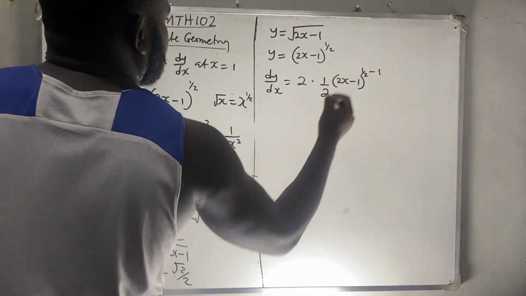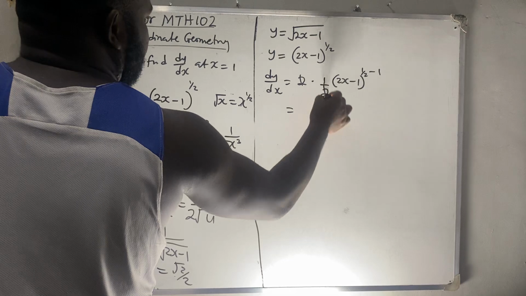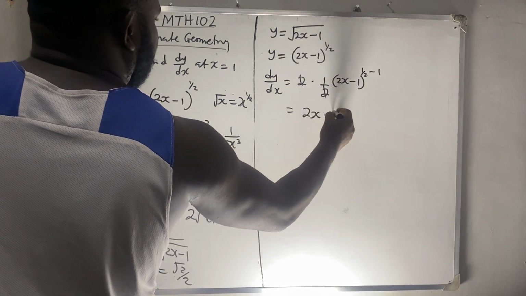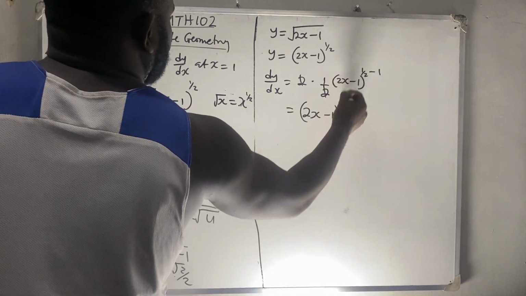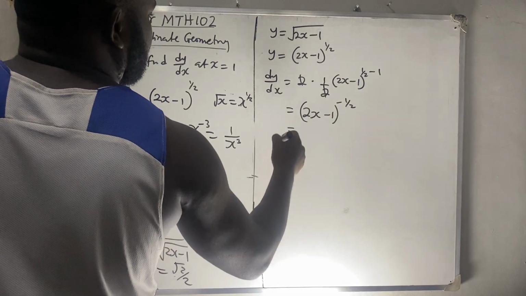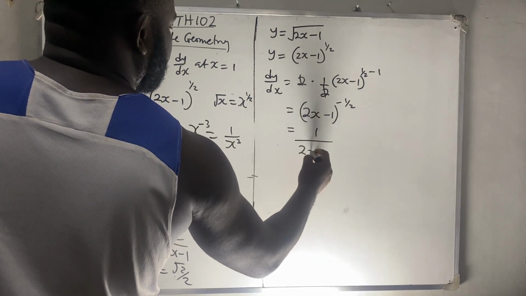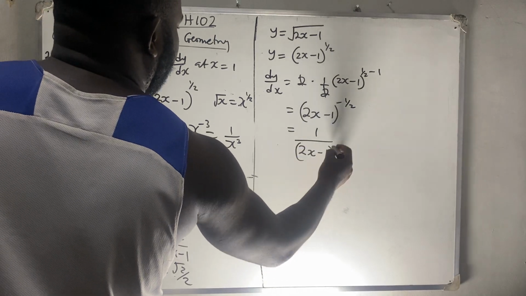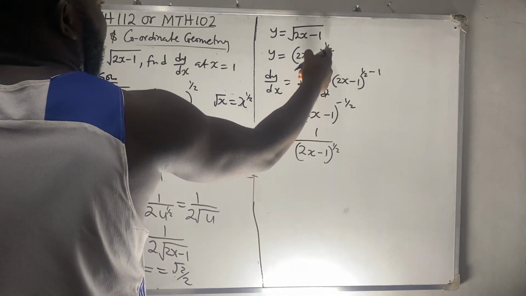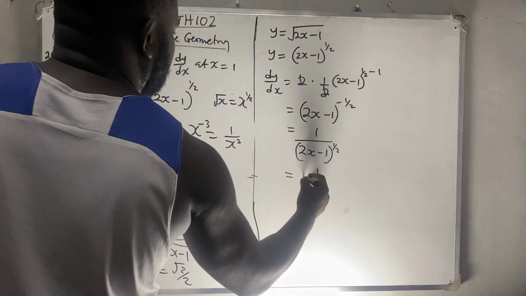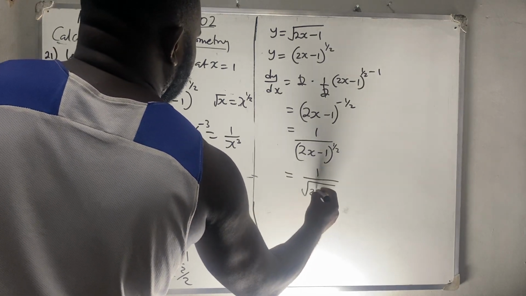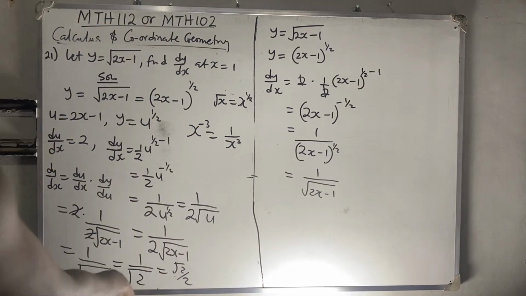That is half minus 1. So I'm left with 2, which can take care of the 2. I'm left with (2x minus 1) all raised to power half minus 1, which is minus half. According to indices, the minus can bring it down, which is 1 over (2x minus 1) all raised to power half. And according to indices, half means square root. So this is the same as 1 over the square root of 2x minus 1. The same answer we got.